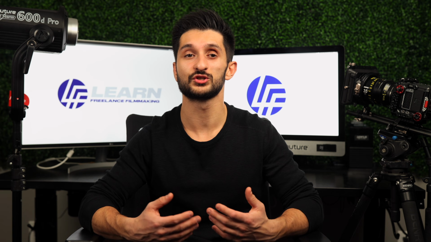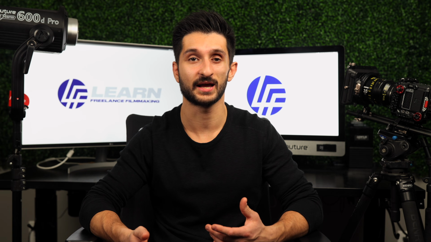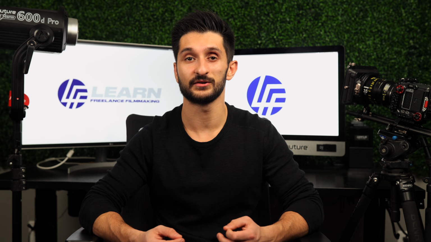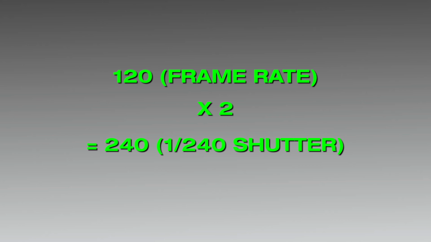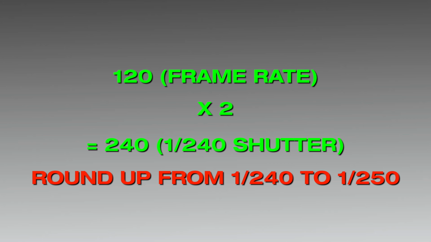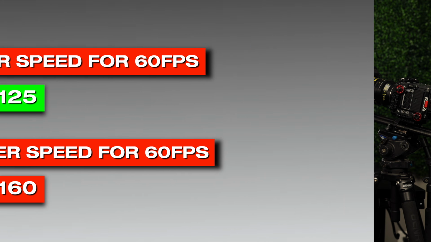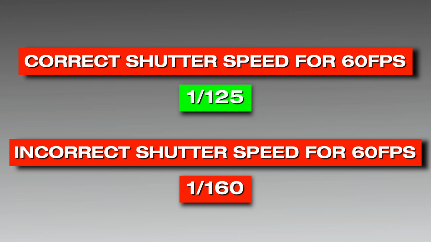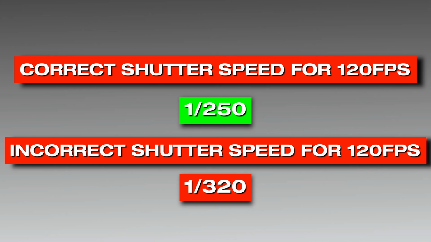Now if you want to film super slow motion at 120 FPS, you want your shutter speed value set at, again, 120 multiplied by 2 equals 240. And the closest rounded number to 240 is 250. So once again, set your camera to 1/250 when filming your 120 FPS clips. If you set the shutter speed value to say 1/160 when filming in 60 FPS or 1/320 when filming in 120 FPS, you will start to lose the cinematic feel of your video.